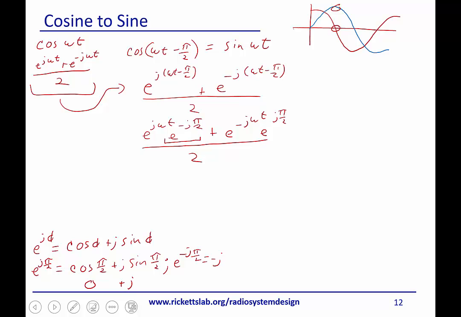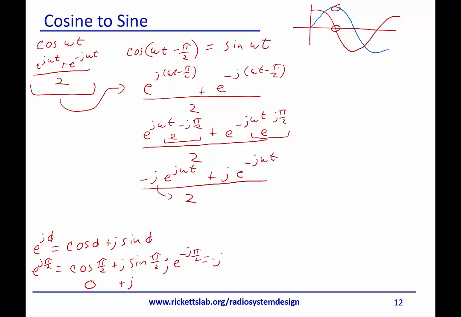Okay, so let's go back and plug that in for our e to the j pi over 2. And I now have minus j e to the j omega t plus j e to the minus j omega t, all of that over 2. And now I'm going to take these two j's and bring them down below. And if you remember, if you put j on the bottom, that just gives you a negative. And so this gives me a nice e to the j omega t minus e to the minus j omega t, over 2j. And you should recognize that immediately as just being sine omega t.